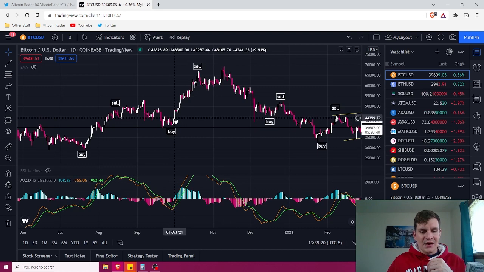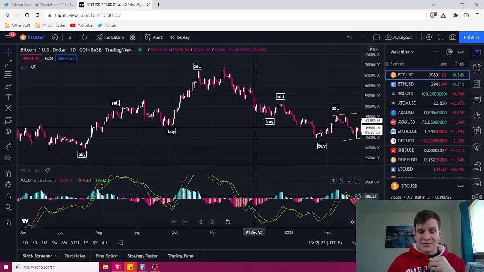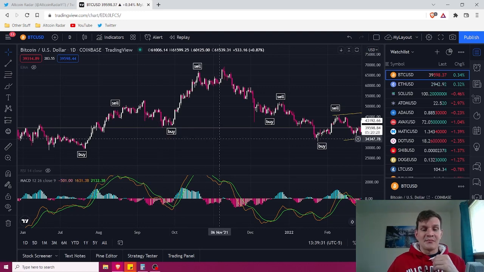So that is when I bought, right when the line started to cross, right when that first green one started to happen. And it's underneath as well, underneath all the volume bars. So that was a very solid buy for me.